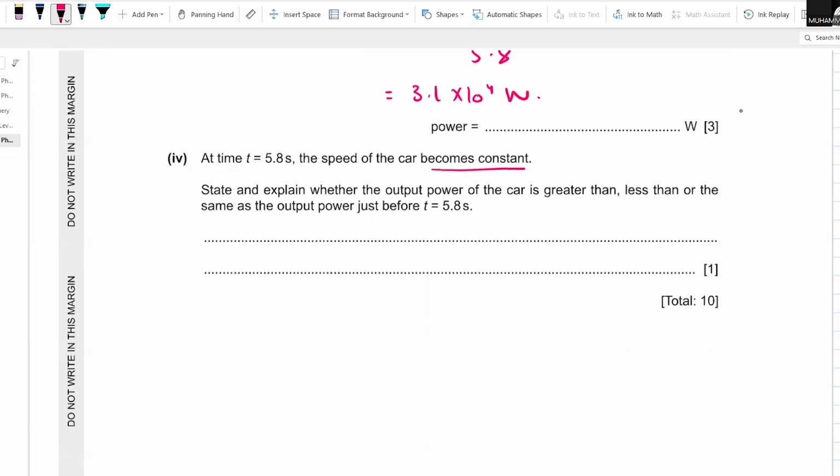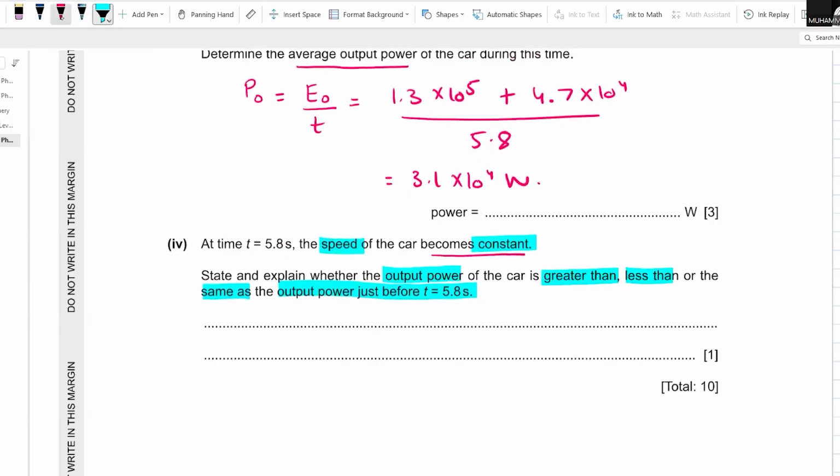Okay, what happened to the speed of the car? It became constant. State and explain whether the power output of the car is greater than, less than, or the same as the output power just before t equals 5.8 seconds. When the speed of the car becomes constant, what does this mean? Kinetic energy becomes constant. Hence, the change in kinetic energy will become zero.